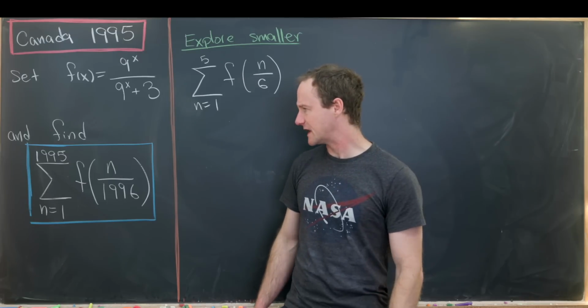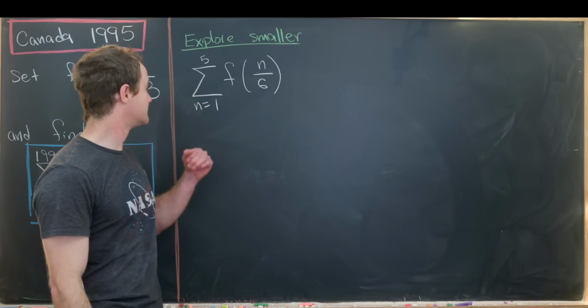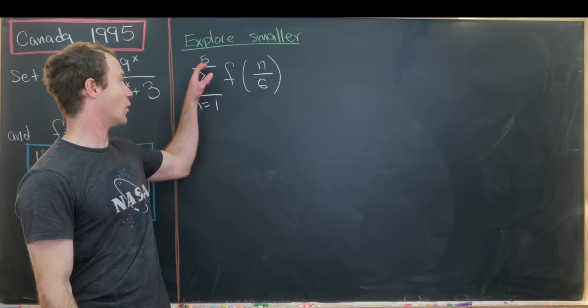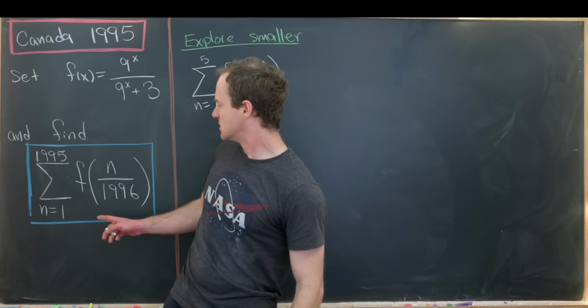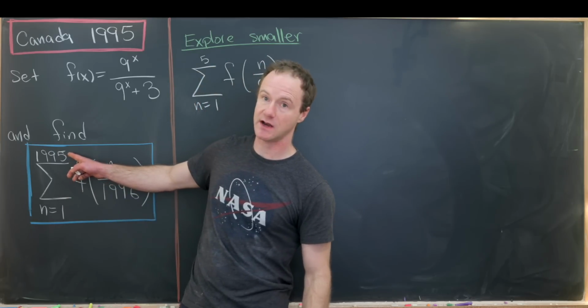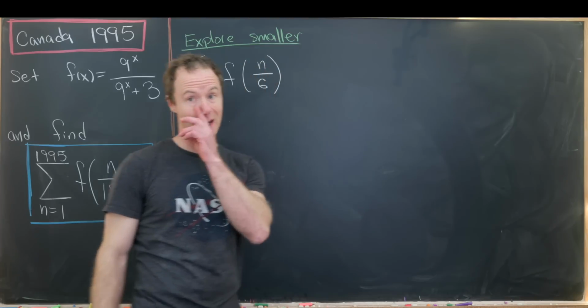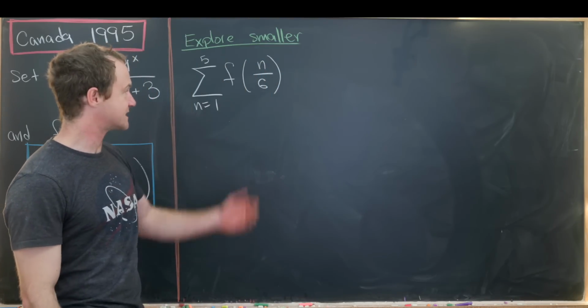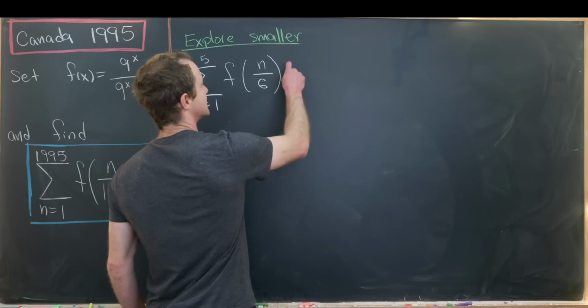Okay, so in order to get an idea of what's going on here, we're going to play with a smaller example. So let's look at the sum as n goes from 1 to 5 of f of n over 6. The important thing here is we're going from 1 to an odd number of n over the even number that is right after that odd number. I guess we could do one smaller example than this, but I think this is sufficient. Okay, so let's see what we have here.